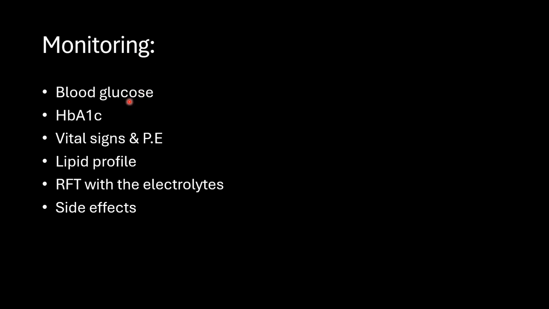Monitoring. We'll keep an eye on the value of the glucose and will titrate as appropriate. Hemoglobin A1C will tell us how deep the medication is hitting the diabetes mellitus. Vital signs: the blood pressure, respiratory rate, heart rate, including temperature, and of course physical examination to see how well we're doing. Lipid profile, remember the possibility of a high level of LDL. We don't want that. Renal function test, of course.